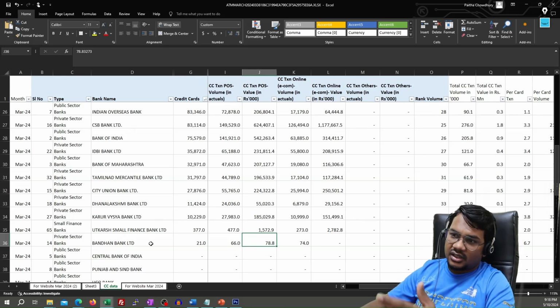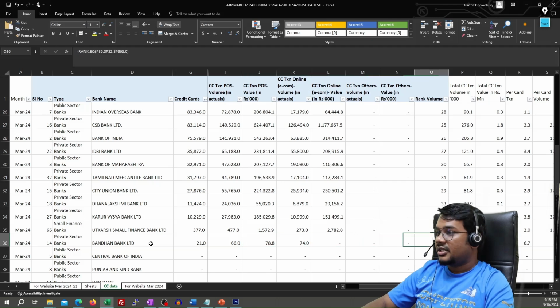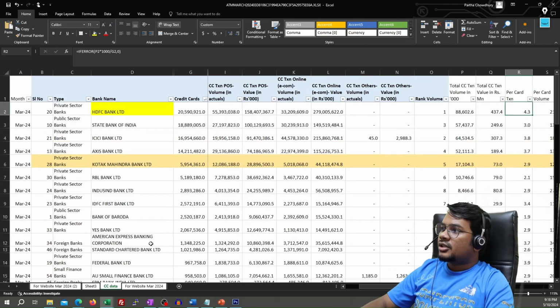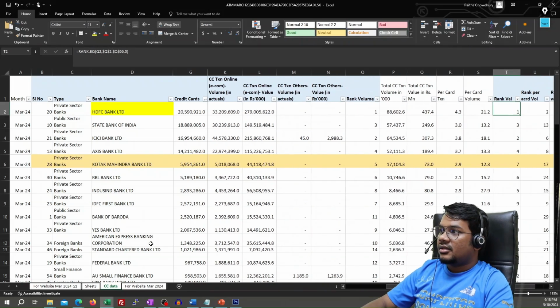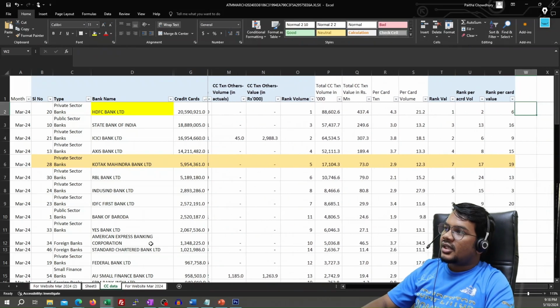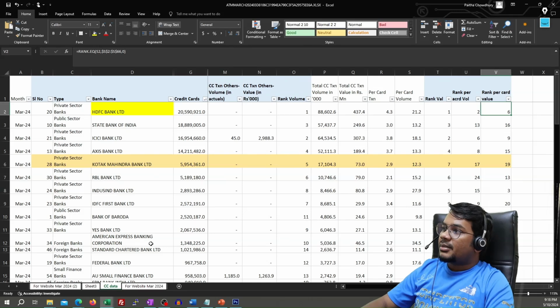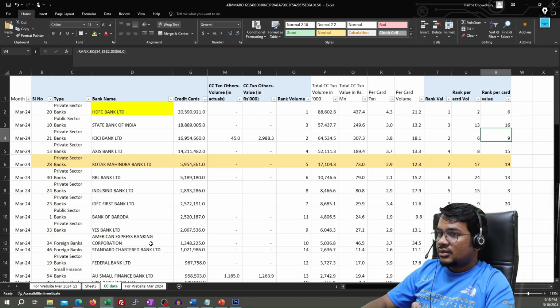So that's a per card is high. That doesn't mean that they're the biggest player at all. So it's important to look at multiple metrics to arrive at the right picture. Rank per card value: this again, HDFC Bank is number six compared to Kotak Mahindra Bank.